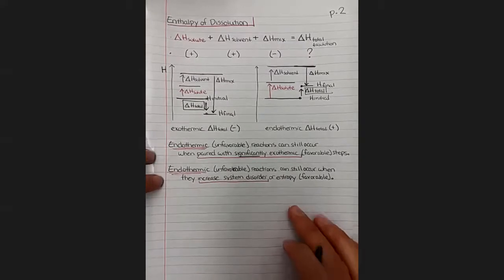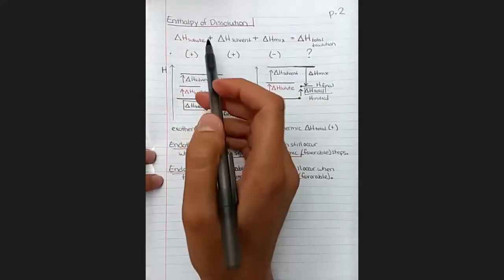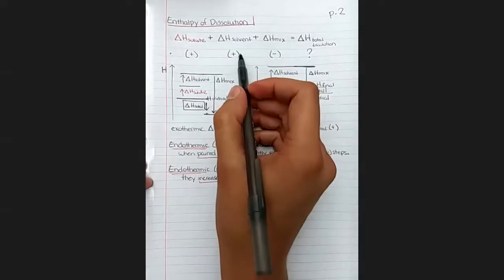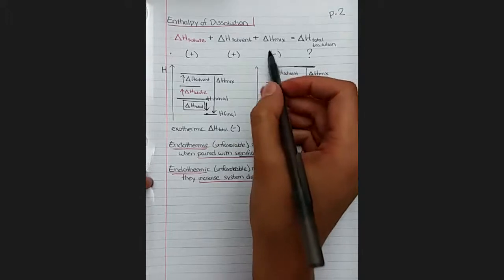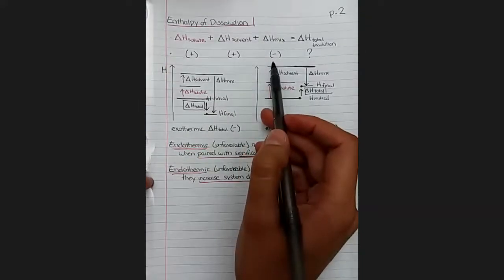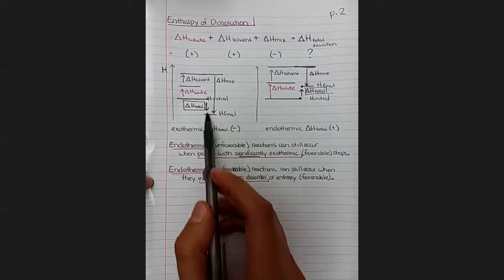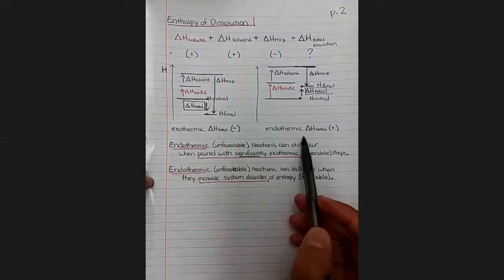So here is the page from a previous video where we talked about it. We were talking about the enthalpy of dissolution. We said there are 3 steps to dissolution. There's spreading out the solute, spreading out the solvent, and there is mixing the 2 of them together. We said that 2 of those steps were endothermic and 1 of them was exothermic. And when we added them together, the final total, delta H total, could be exothermic or endothermic.